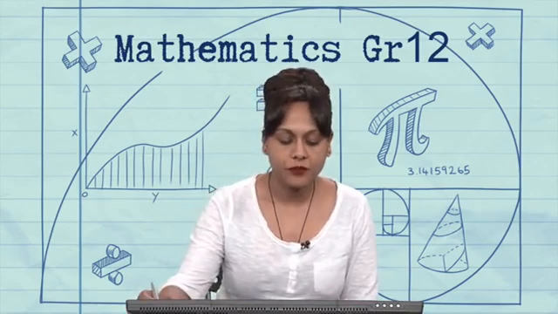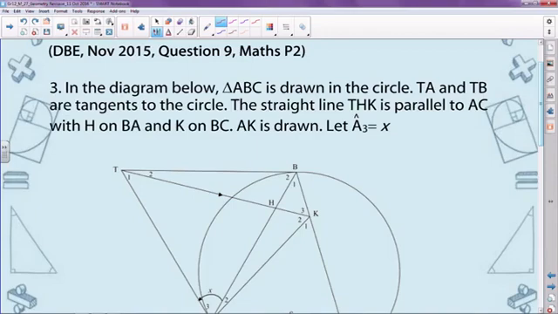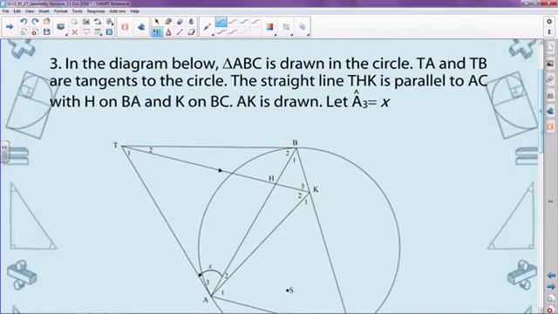All right, so let's read through it. We've got that in the diagram, triangle ABC is drawn in the circle. TA and TB are tangents to the circle. Before I even carry on reading the remainder of that, I mark off what that tells me. If TA and TB are tangents to the circle, they must be equal, because tangents from a common point are equal. That already starts leading me to other information and other equal angles. Just from that given information, as we go on, we'll be able to mark down more things.